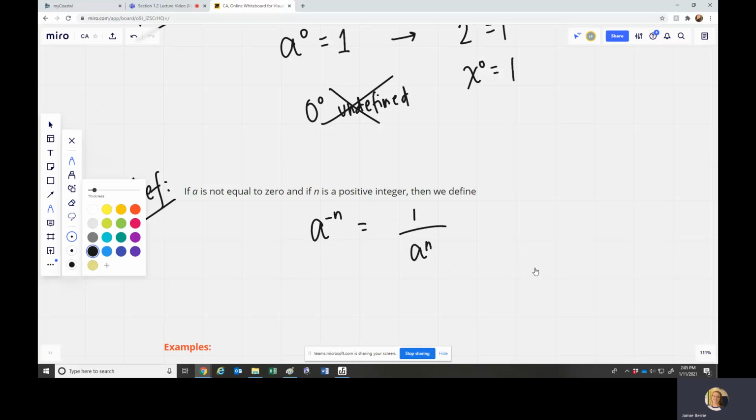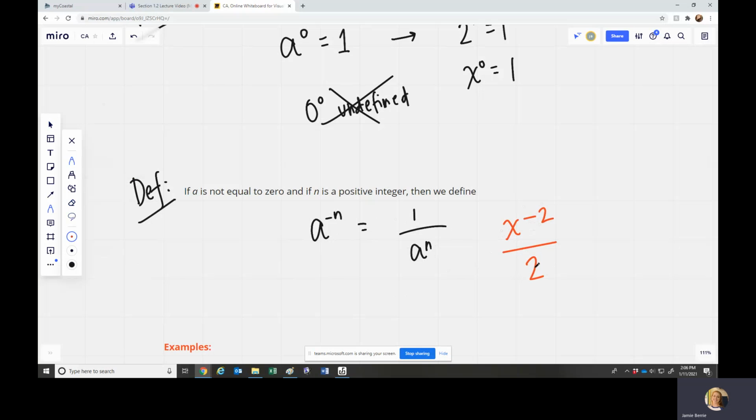Let's say we had something like x to the negative 2 over, let's just say 2. A lot of the questions on your homework, actually, I think all of the questions, are going to say, write your answer in terms of positive exponents. So they never want you to use negative exponents in your answer.